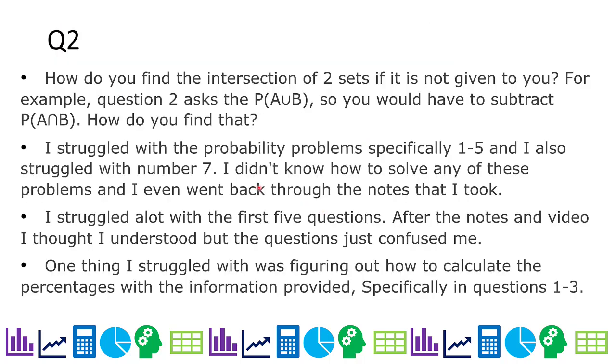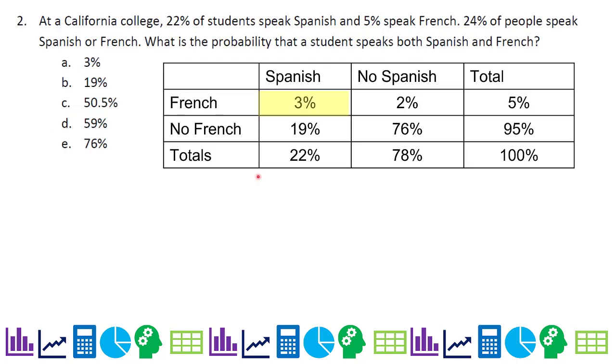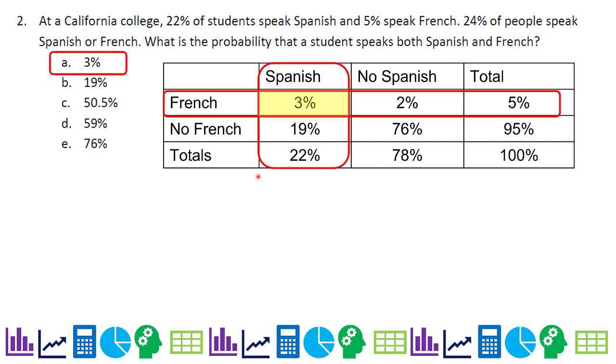So part 2, or question 2: how do you find the intersection of two sets if it is not given to you? For example, question 2 asks the probability of A or B, so you would have to subtract P of A and B. So let's look at the table that we have filled out. What is the probability the student speaks both Spanish and French? Well, we need someone who speaks Spanish and we need someone who speaks French, and that's that 3% right there. That's the intersection of these two, which is the answer, 3%.